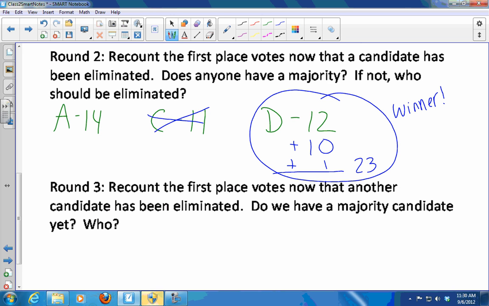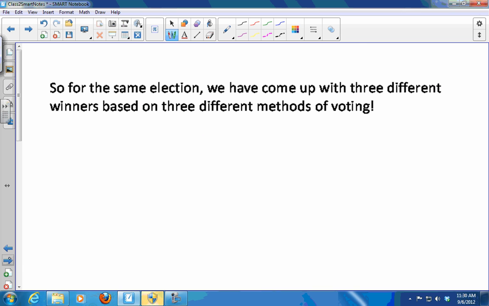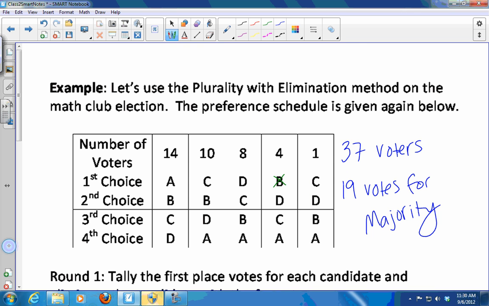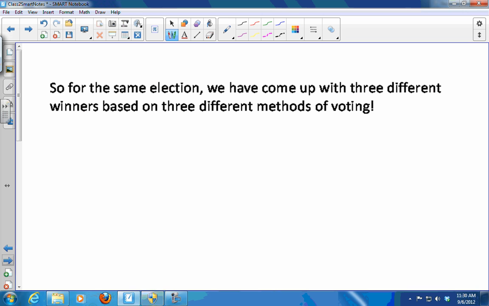How do we feel about this? Question? So as soon as one of them passes the majority, you just stop everything you're doing. Yep, and declare them the winner. So, right? Same election, we've had 3 different methods, and now we have 3 different winners. A with plurality, B with Borda, and D with plurality with elimination.